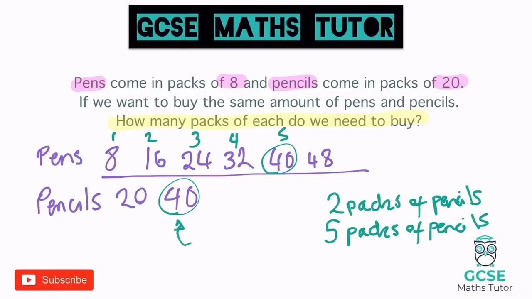If we keep going on the pens, we'll get to 80. If we keep going on the pencils, we'll get to 80. So we could buy double each. We could buy 4 packs of pencils and 10... sorry, I've written pencils for both of them, haven't I? That should say pens. There we go. So 5 packs of pens.